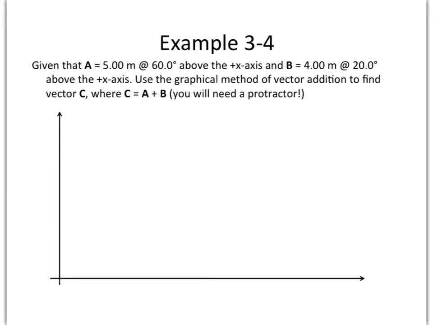So if I recall correctly, we're talking about adding vectors together and doing it graphically. And so now we're actually going to start up with that. So we have two vectors that we're going to add together. Those vectors are vector A right here and vector B.